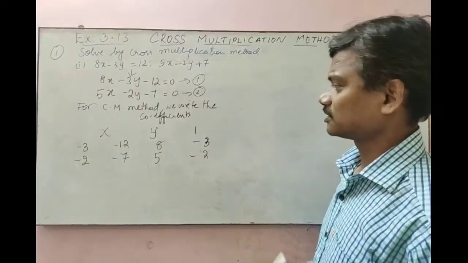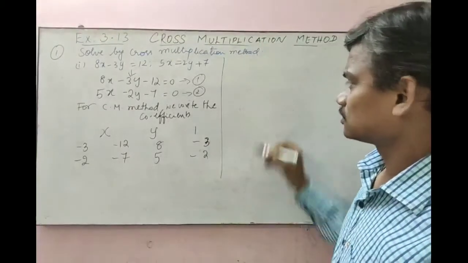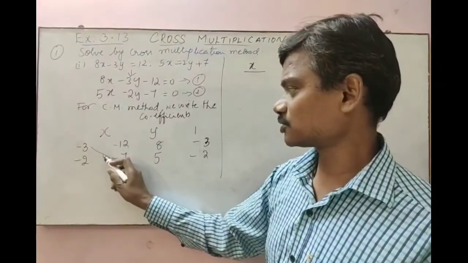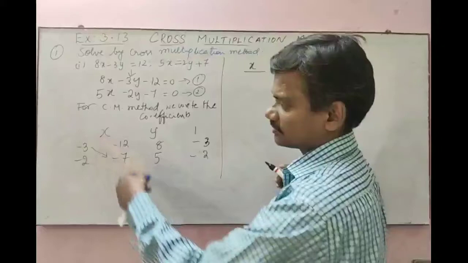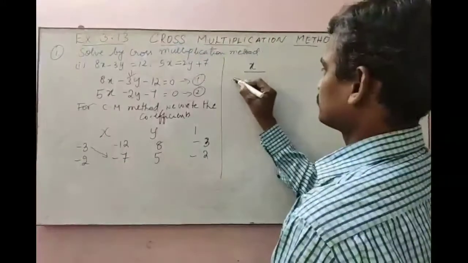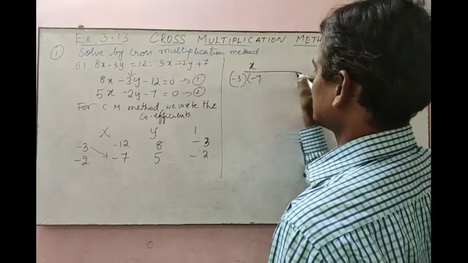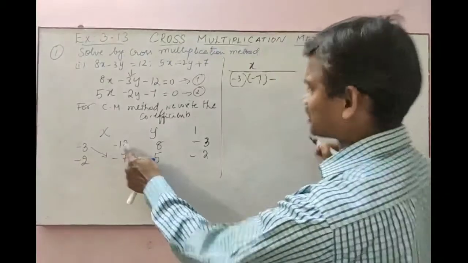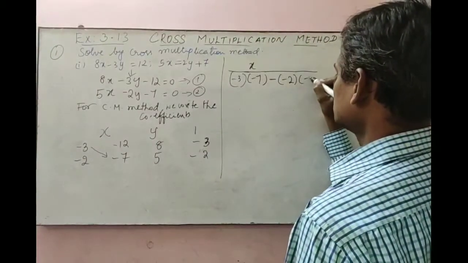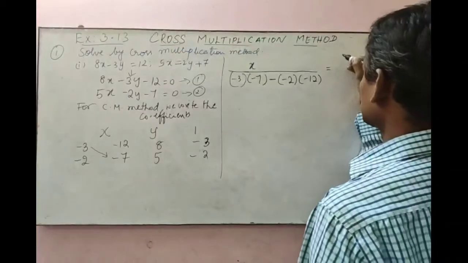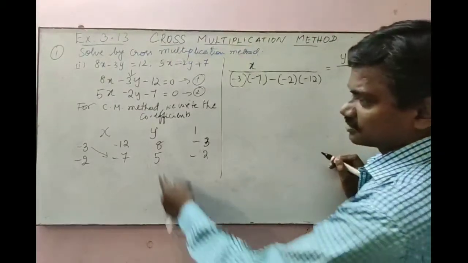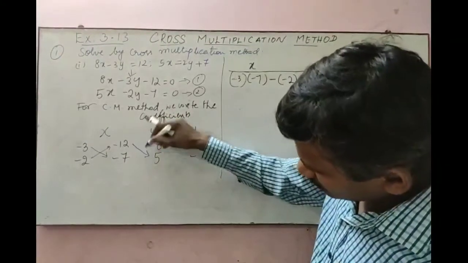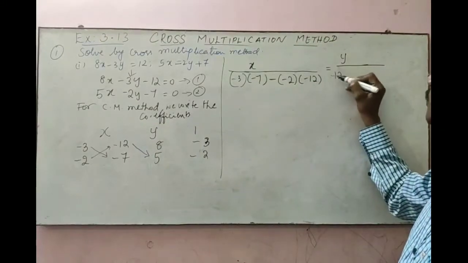Now we have to multiply and get the value. So listen here, x by, I am going to multiply this in cross. First you have to multiply these two numbers. First in this side, minus 3 into minus 7. So in the formula you have to put minus. Again minus 2 into minus 12. Put equal to then y. y by these two numbers. Then second one, you have to multiply these two first. Minus 12 into 5.